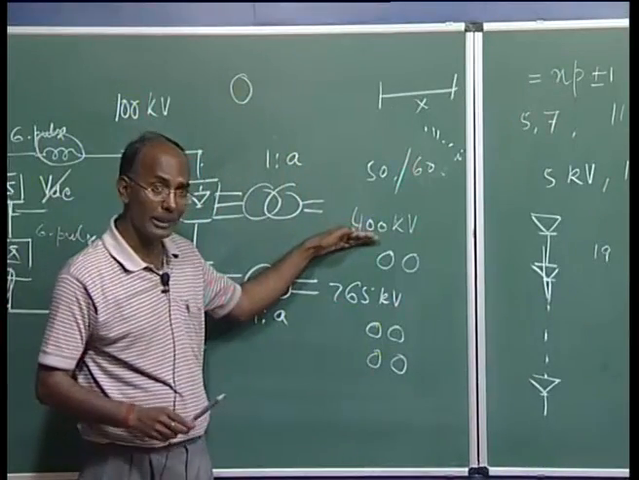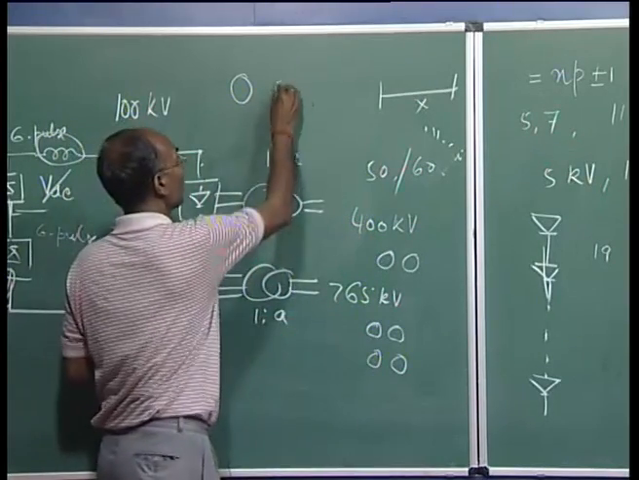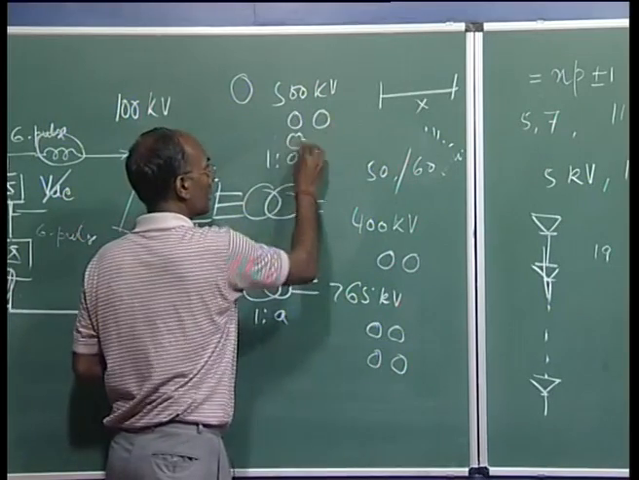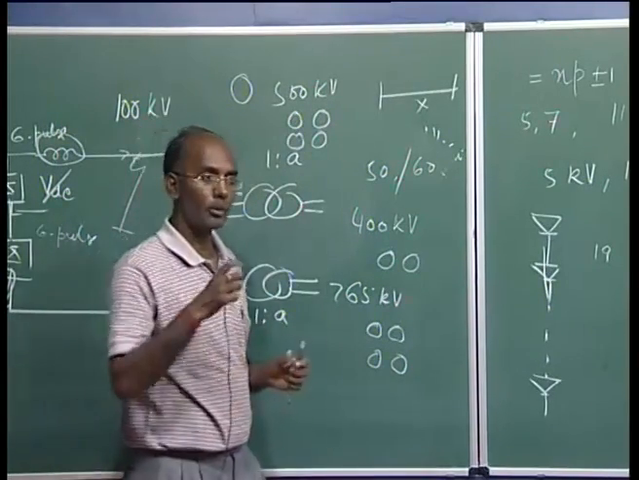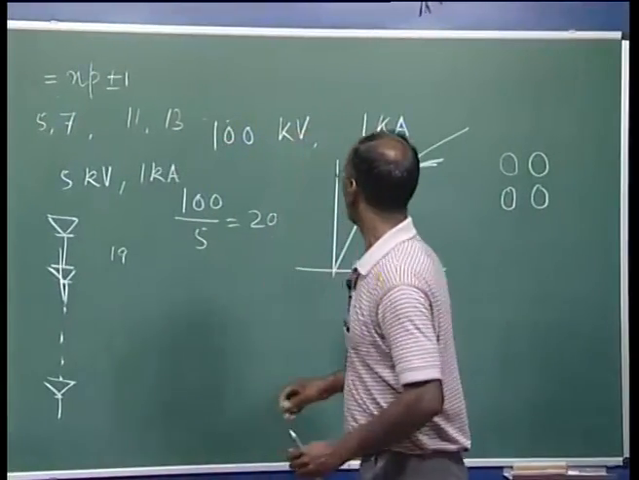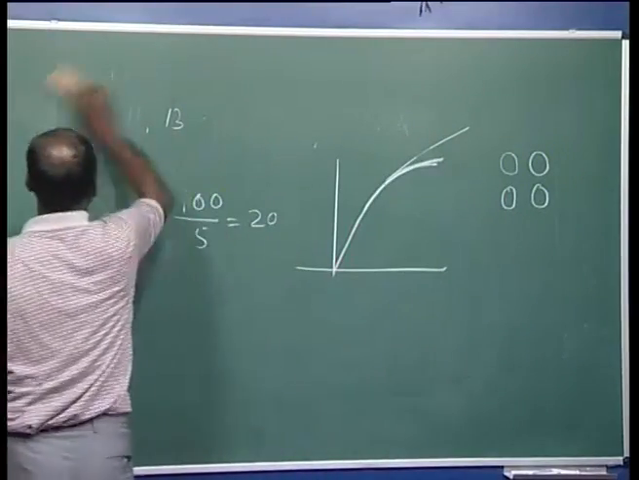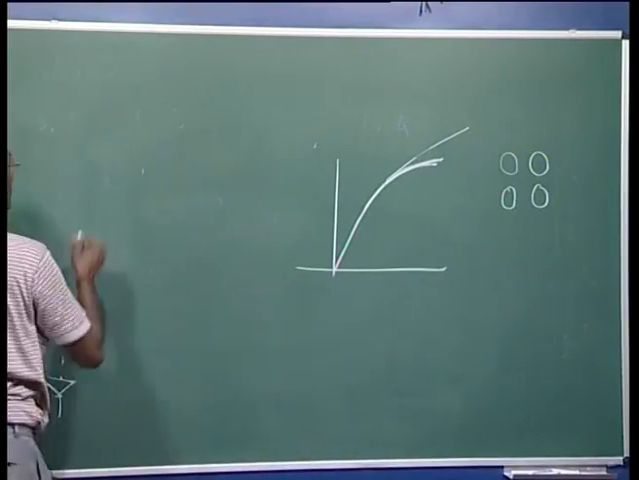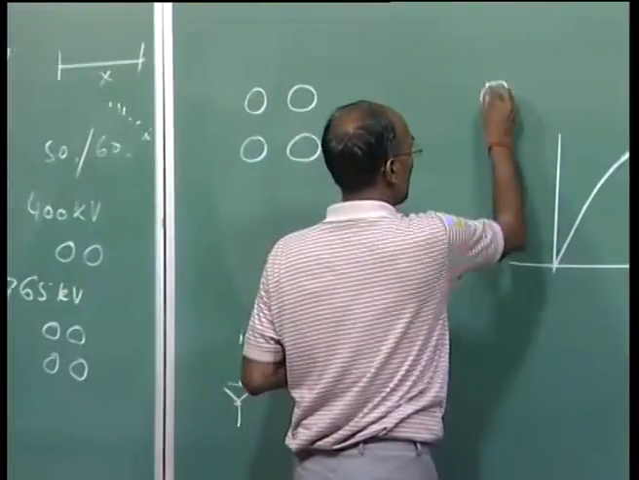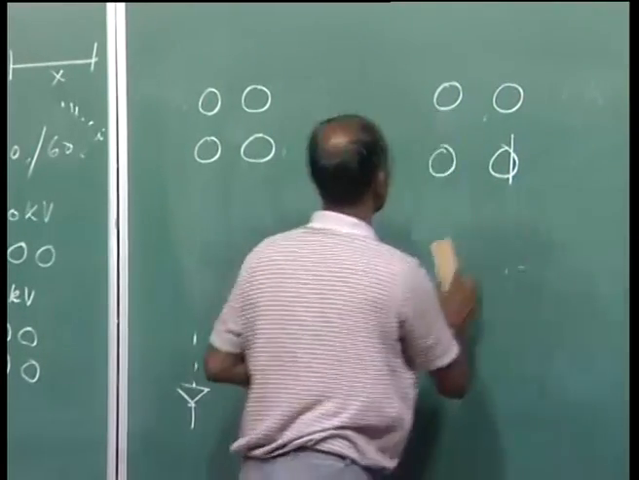I am talking about the AC system. In India, we have the 500 kV system, and we are going for four-conductor bundles. They are operating at the same potential. Means for a 500 kV system, you are going for one pole with four conductors, and you are having another pole with four conductors.